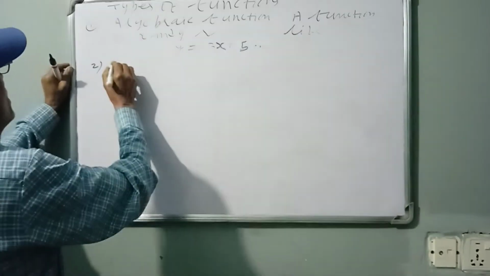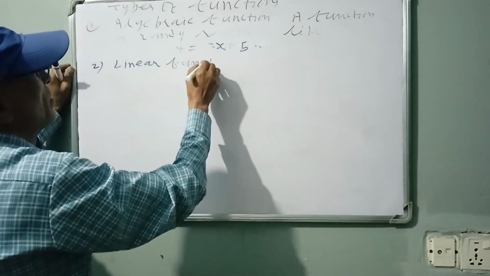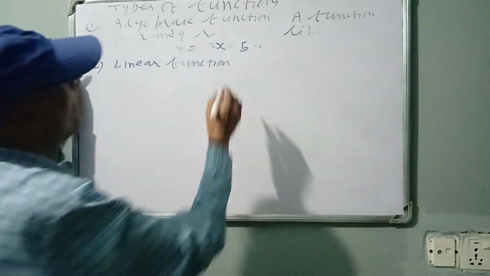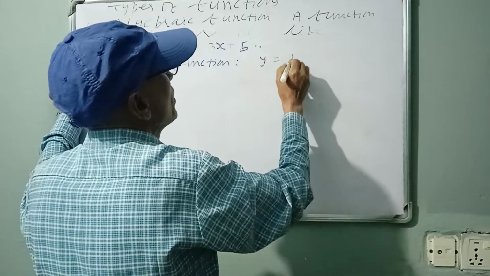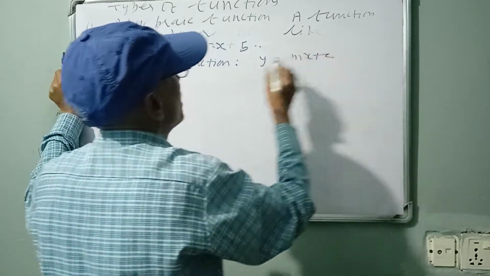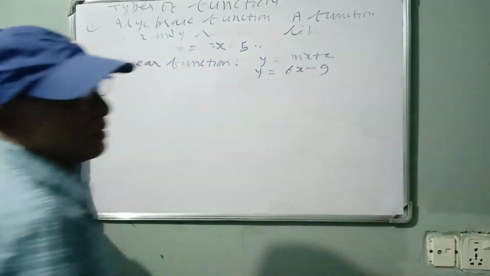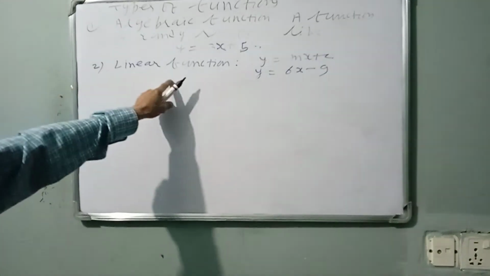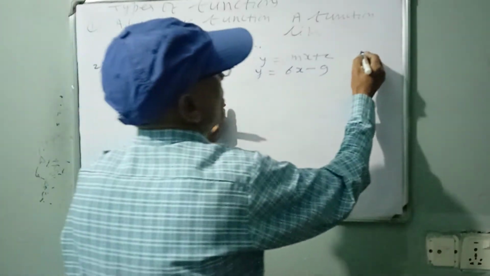Another is linear function. It shows a line. For example, y equal mx plus c. See, y equal 6x minus 9, etc. are called linear function because it shows a straight line.